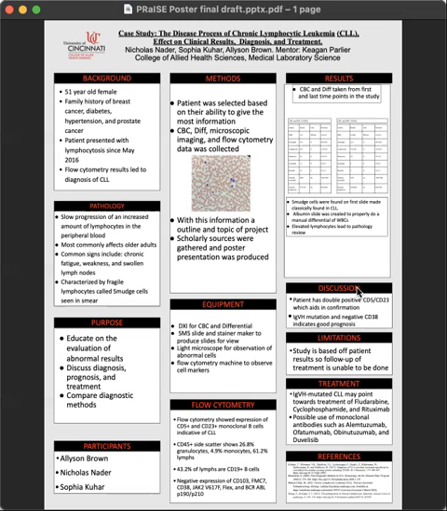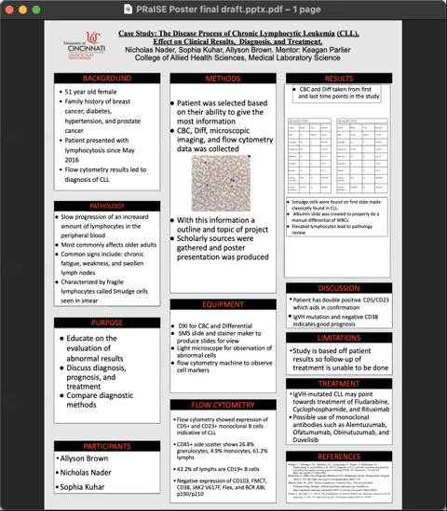Our patient was a 51-year-old female who has a family history of breast cancer, diabetes, hypertension, and prostate cancer. The patient has shown a slowly increasing lymphocytosis that has been occurring since May 2016. This lymphocytosis has been a cause of concern, which led to the patient getting a flow cytometry test. From those results, CLL was diagnosed.